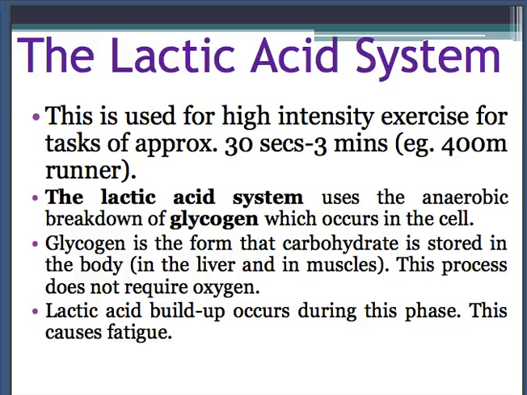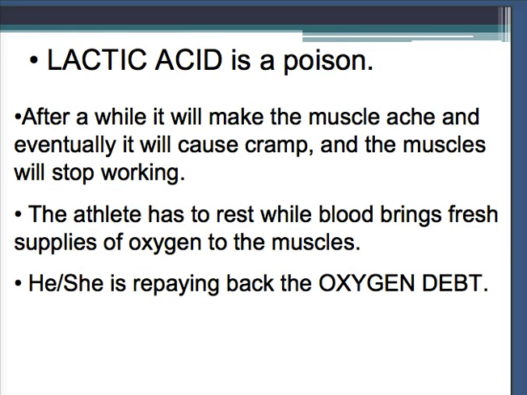The lactic acid system can last from up to 30 seconds to 3 or 4 minutes. This, again, is anaerobic, meaning without oxygen, and breaks down the glycogen that's stored in the muscles. Glycogen obviously is a form of sugar or carbohydrate stored in the muscle. A byproduct of this, however, is that lactic acid is built up in the muscle, and it causes excessive muscle fatigue. Basically, lactic acid is a poison, so it feels like a muscle cramp. I'm sure you've all run a 400 meters and felt that burning sensation in your muscles.